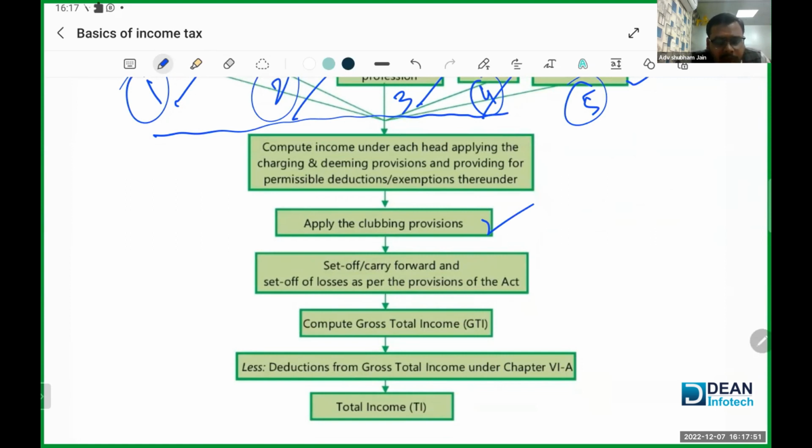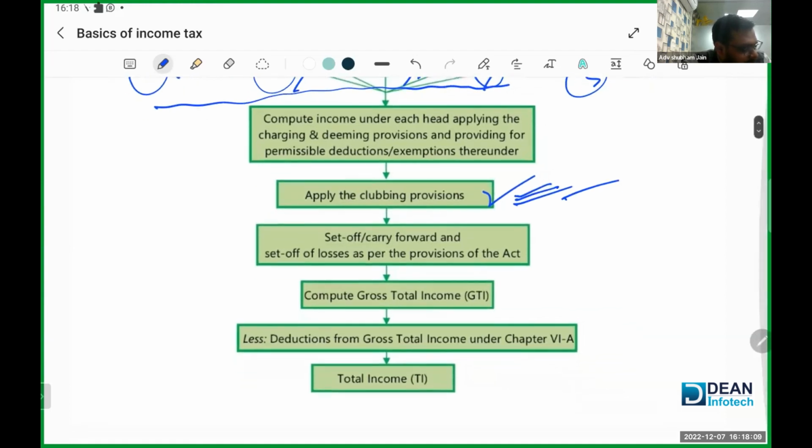We are going to club the income of that particular child into the income of the father or the mother. So if you are a father or mother and you have a child who has earned some income, the income of that child will be clubbed in your income. That income will be shown over here.